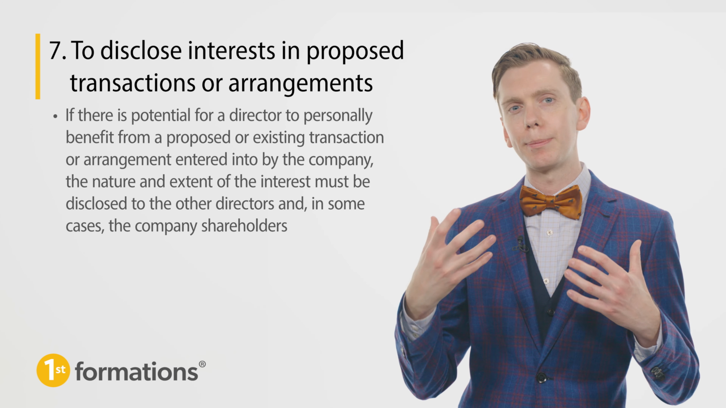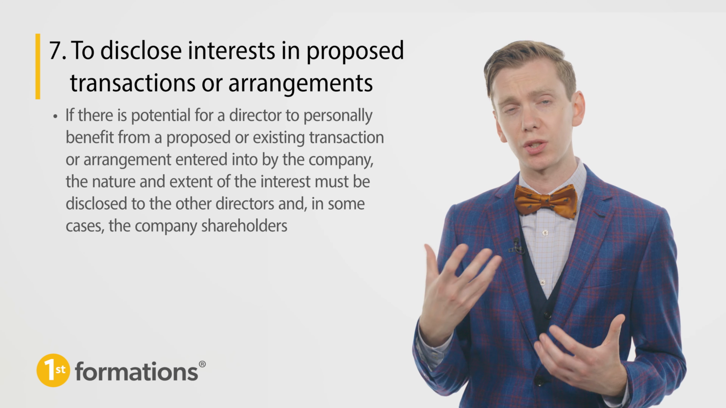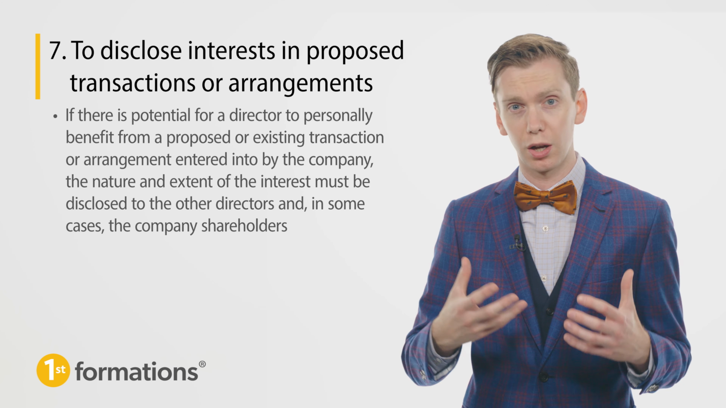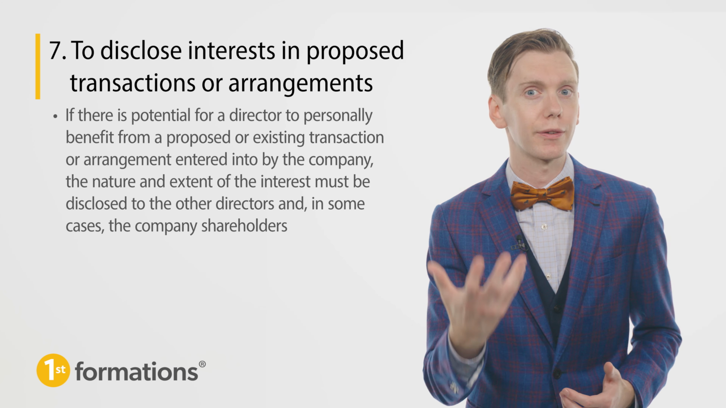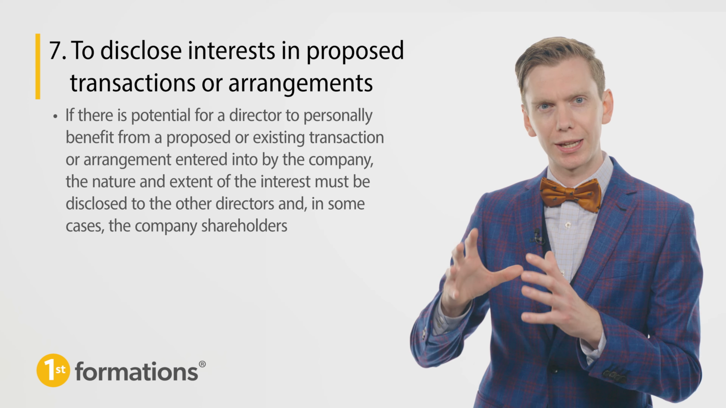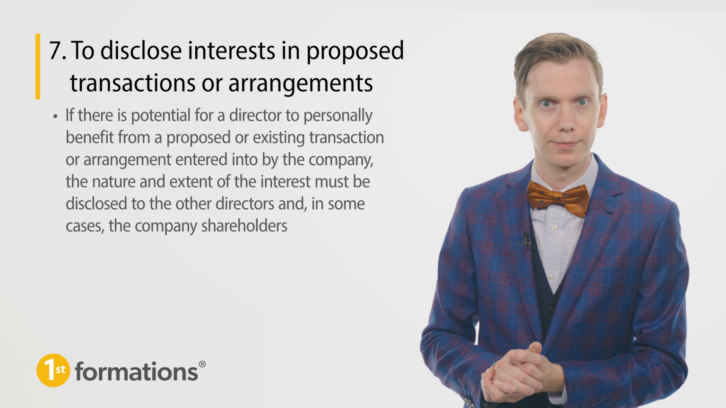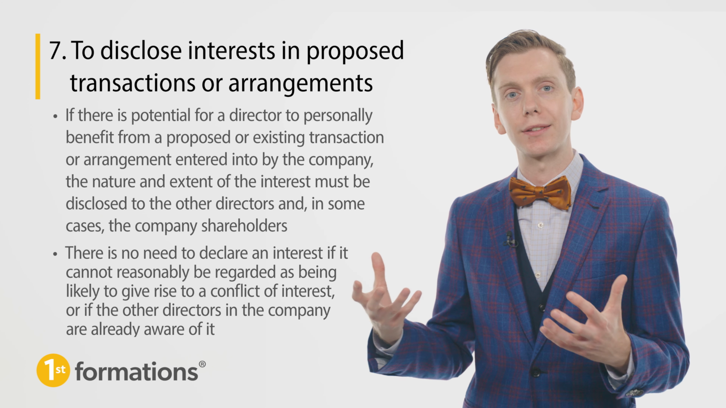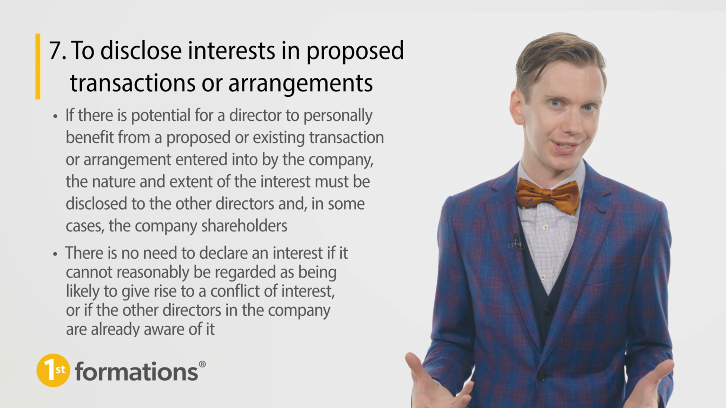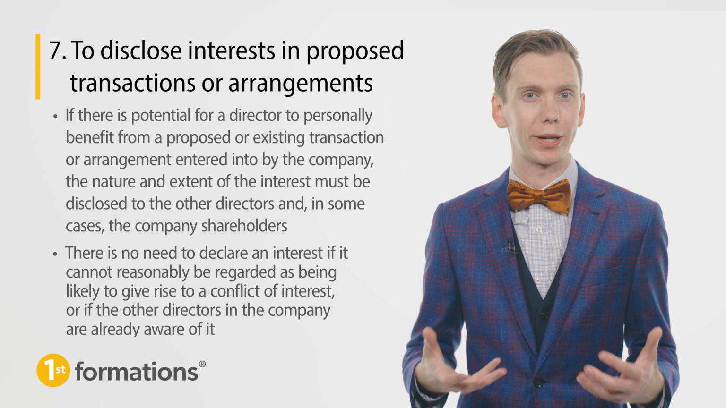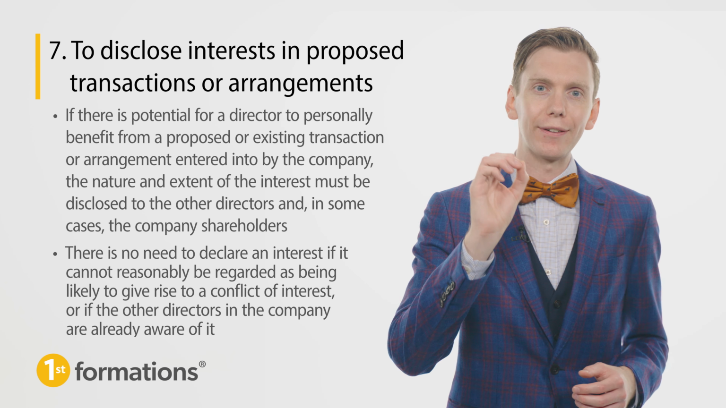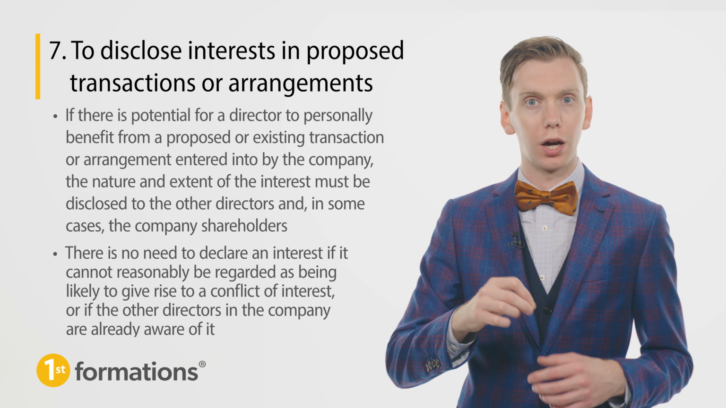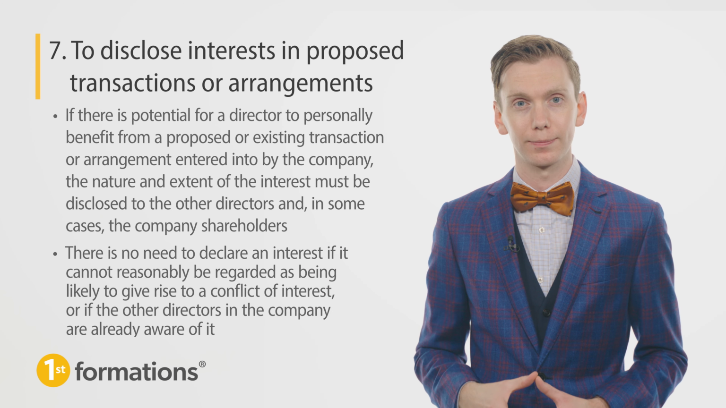An example may be if a company is planning to enter into a contract with a business that is owned by a director's spouse or another family member, or a business in which the director owns shares. There is no need to declare an interest if it cannot be reasonably regarded as being likely to give rise to a conflict of interest, or if the other directors in the company are already aware of it.